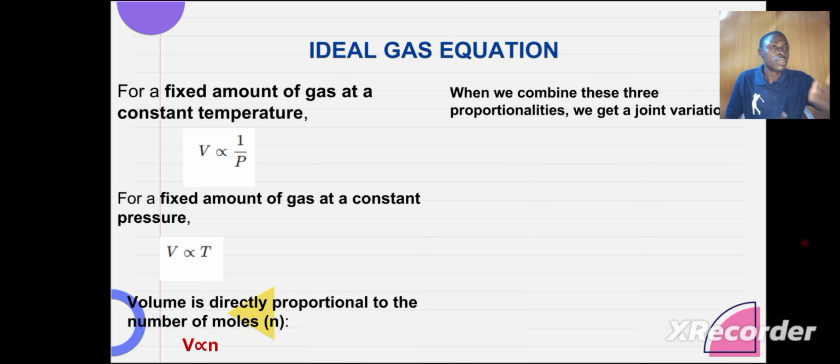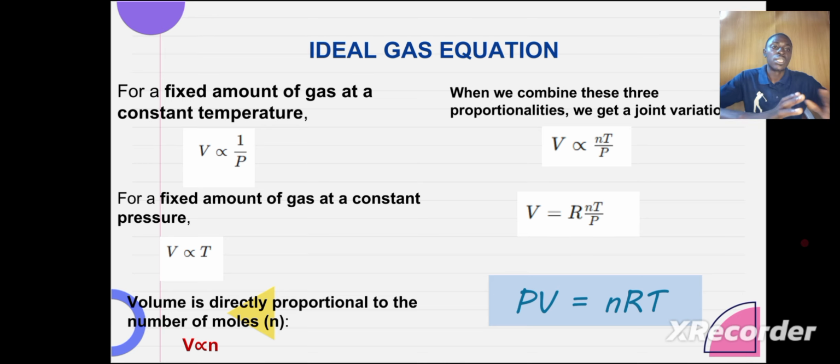So when we combine these three statements, what are we going to have? We have a joint relationship. Volume is directly proportional to number of moles and temperature, and inversely proportional to the pressure, as you can see. So once we introduce a constant, we have that volume V is equal to R nT over P. And then once we rearrange properly, by cross multiplying, PV is equal to nRT. This is called the ideal gas equation. It's very, very important in chemistry.